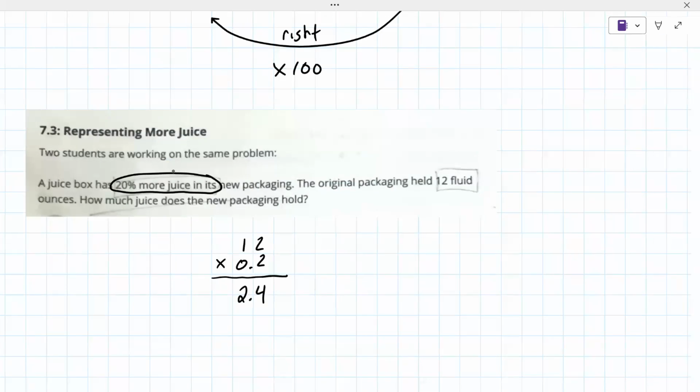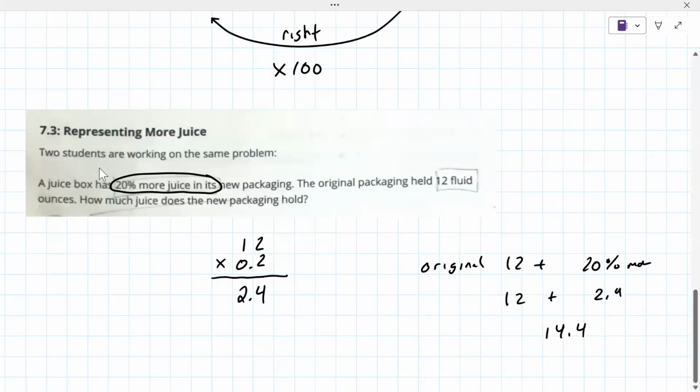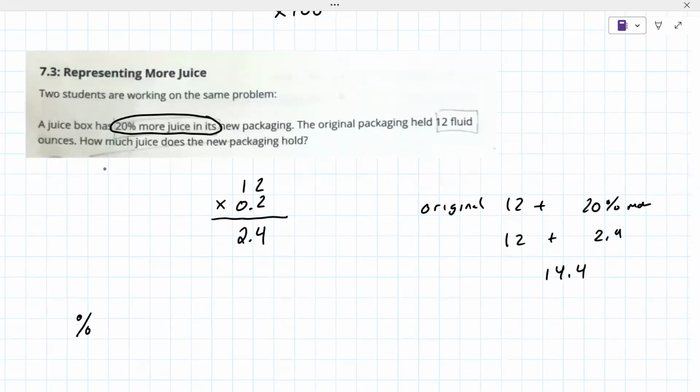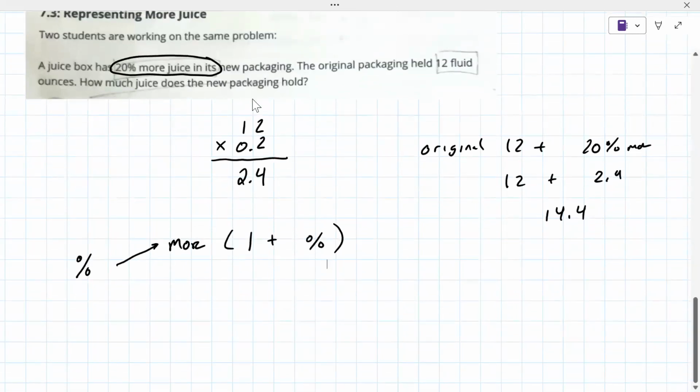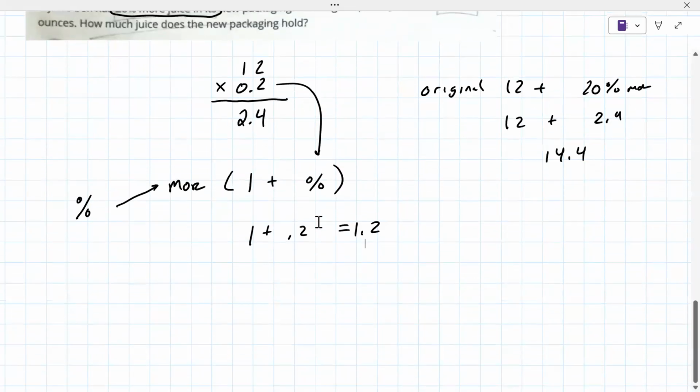2.4. Good. Now, that means that it's the original 12 plus the 20% more, which is the 2.4. So we know it's 12 plus 2.4, which is 14.4. Whenever you're doing a percentage problem and you're going more, you can do 1 plus the percent. So what do I mean by that? Well, in your case, 1 plus 0.2 is 1.2. Okay, so if you take your original number 12 and multiply it by 1.2, can you tell me what that results in?